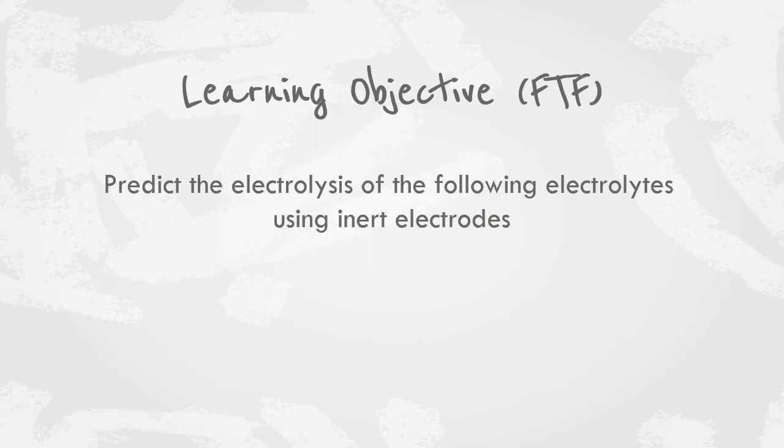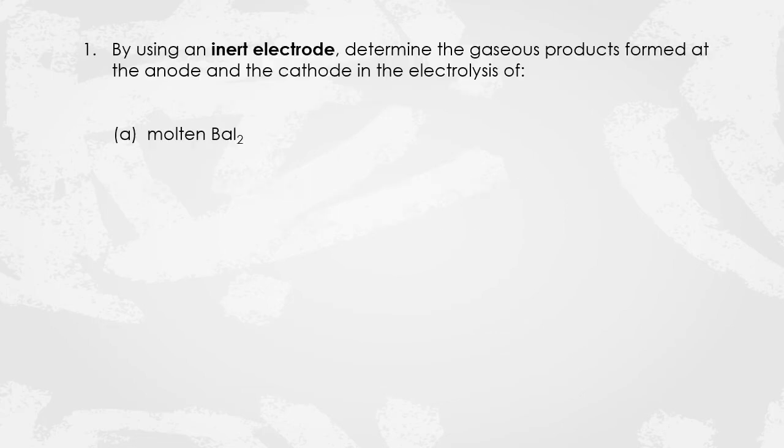As for the face-to-face learning objective, you need to know how to predict the electrolysis of the following electrolytes using inert electrodes. By using inert electrodes, determine the gaseous product formed at the anode and the cathode in the electrolysis. For 1A, we have molten BaI2.